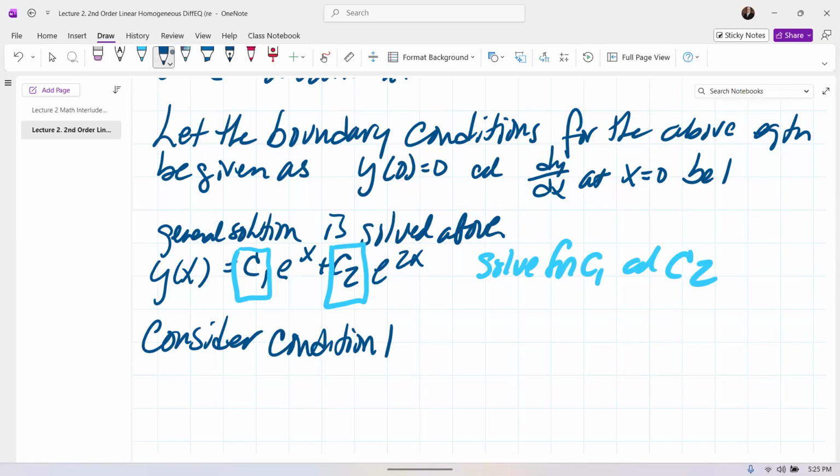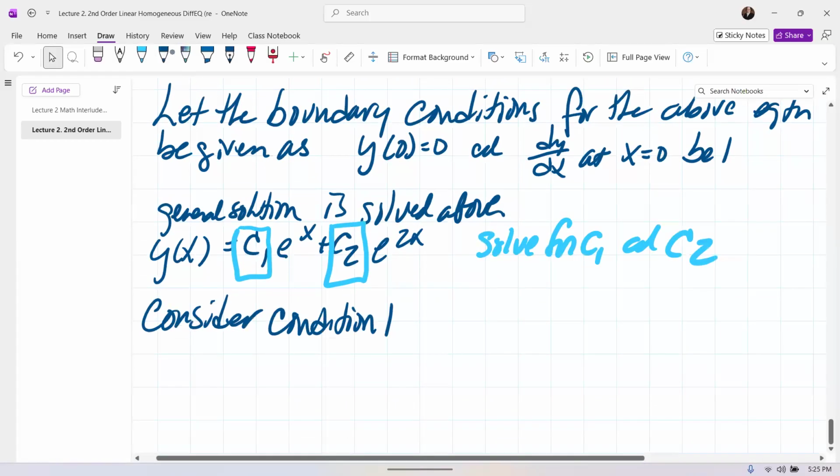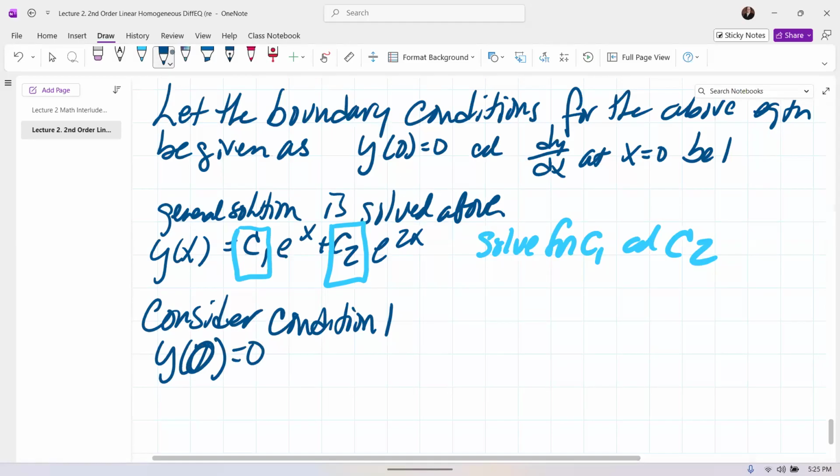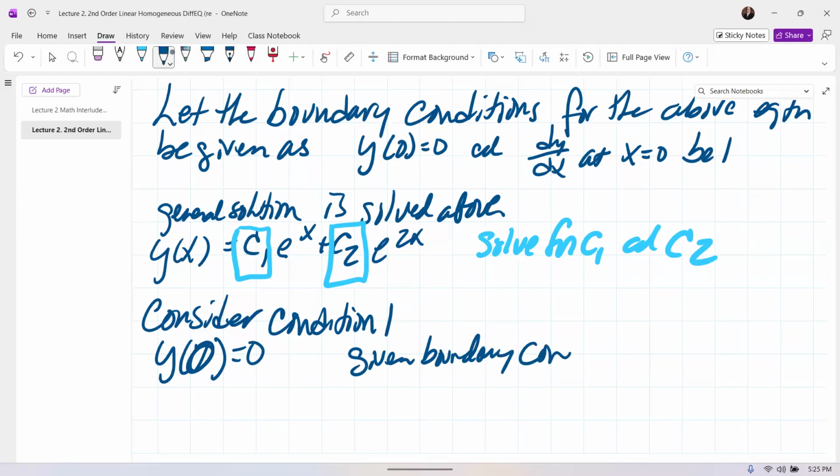What does condition 1 say? Well, condition 1 says y of 0 equals 0. This is a given boundary condition. In other words, we could write this another way. It's a point. You have the point 0, 0. This is the x, and this is the y. You see that? So that's what this means. X is 0 and y is 0.